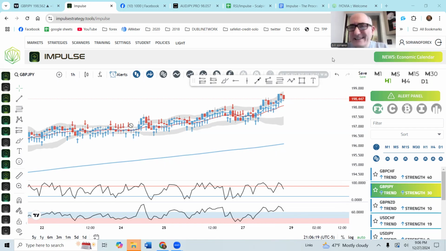So real quick, I want to make this video just showing you this is our impulse scanner here. And the thing you want to pay most attention to is this macro trend panel over here under the alert panel. And you can see here that all of these arrows on all time frames are blue, meaning that every time frame right now for GBP JPY is bullish.